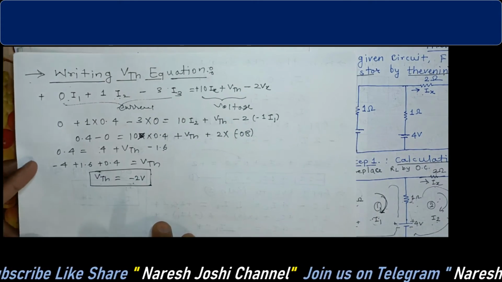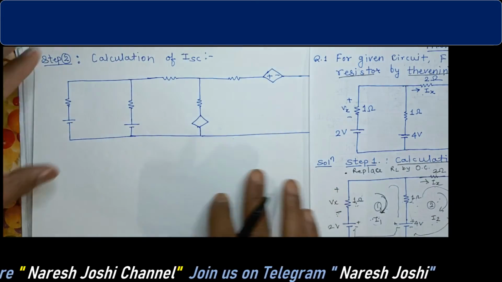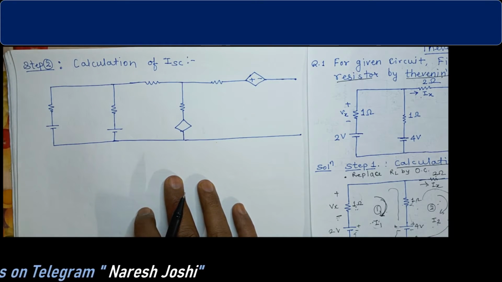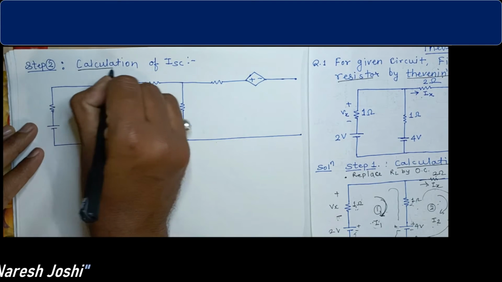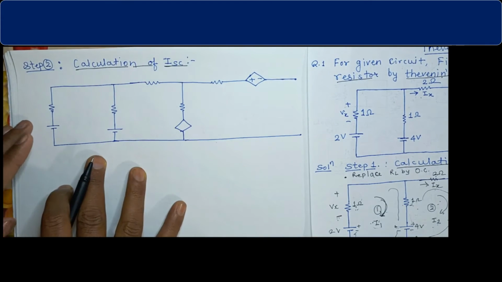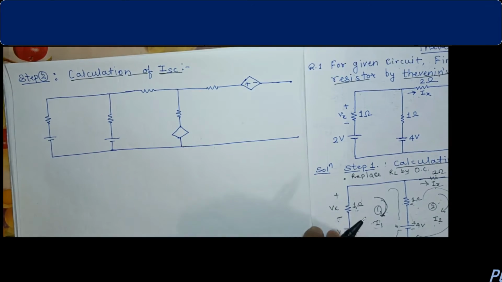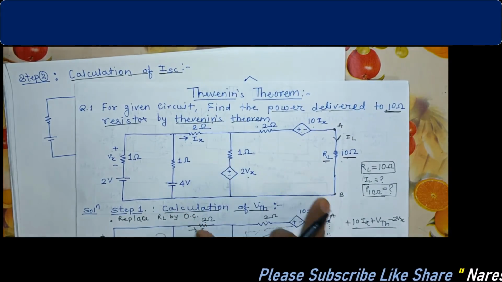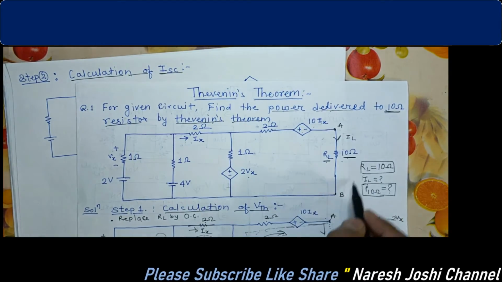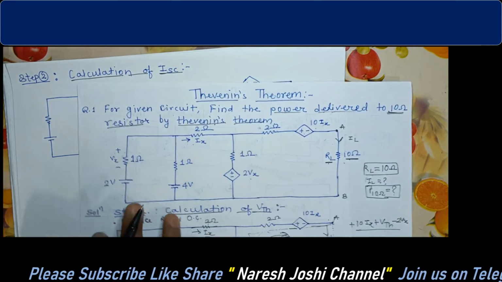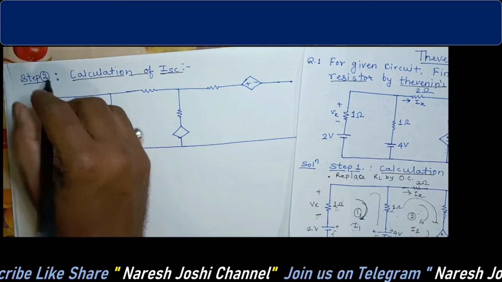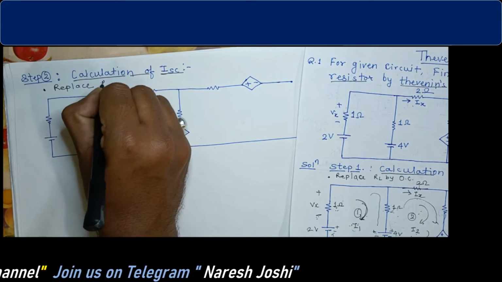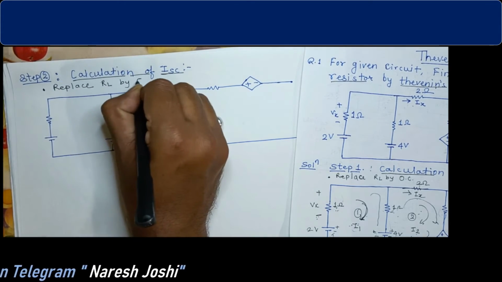Now we have to move on to step number 2, calculation of ISC. Here we have to move a little bit fast. So in step 2, first the calculation of the ISC. For calculating ISC, you have to focus again on the circuit diagram. We have to remove the load resistance and replace it by the short circuit current. So this load resistance can be replaced by a short circuit here. I will write here this line, and always keep in your mind: replace load resistance by short circuit.